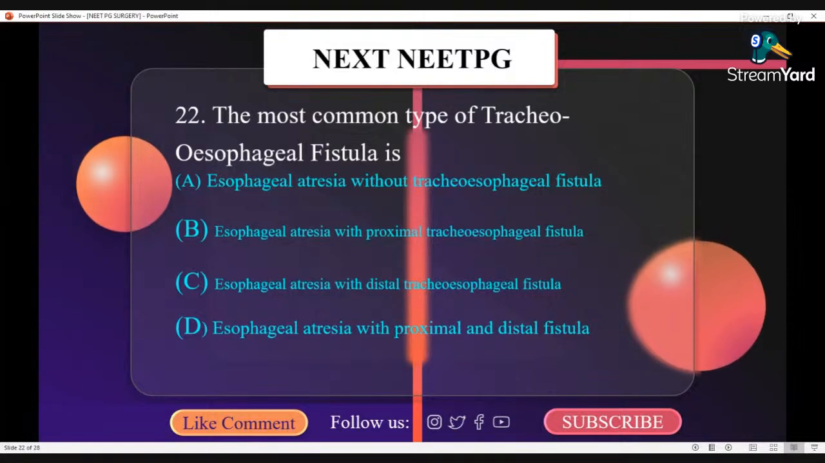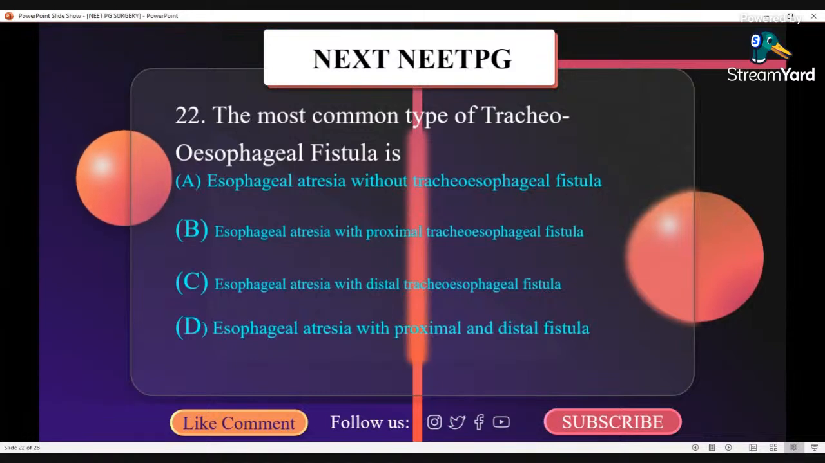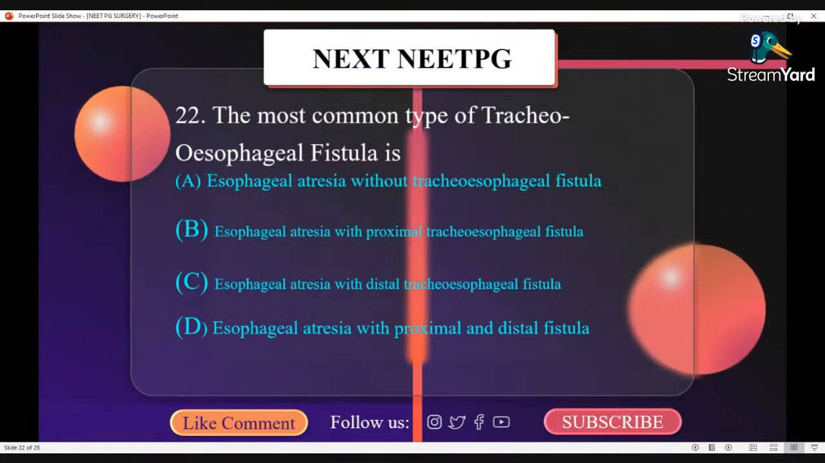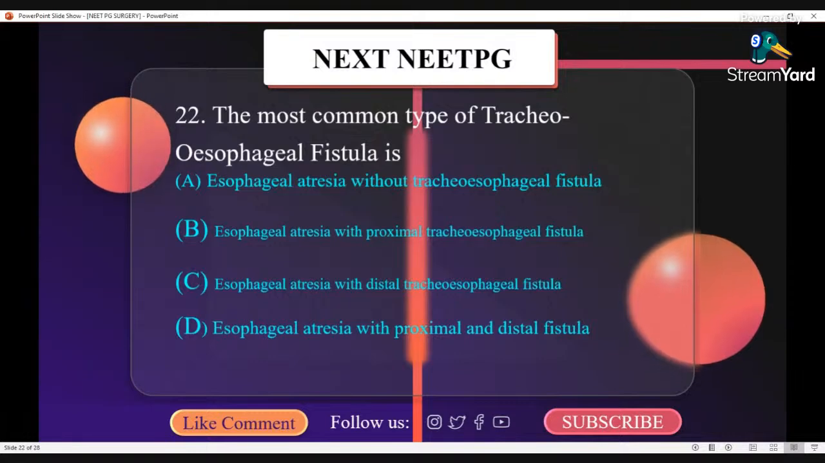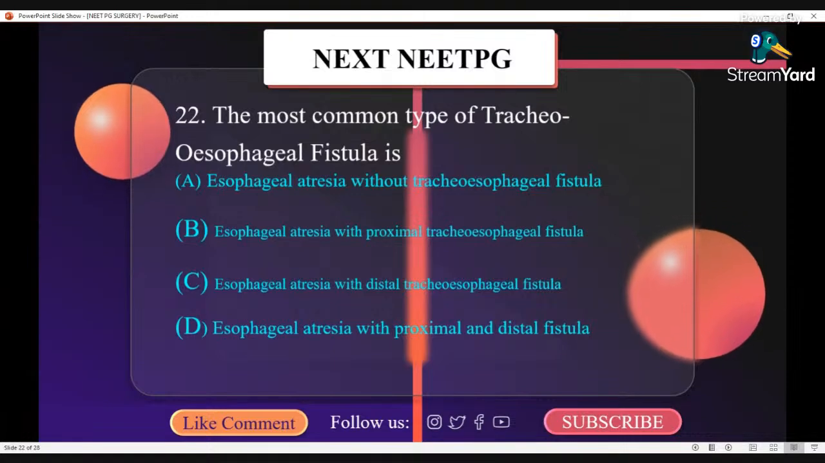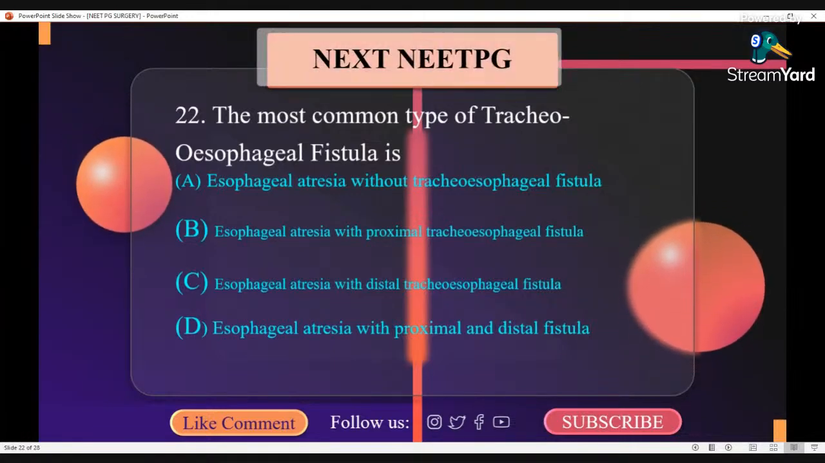Type C, there is proximal esophageal atresia with distal TEF. Gas is present in abdomen. It is the most common. That is proximal esophageal atresia with distal TEF. So the correct answer here is C.